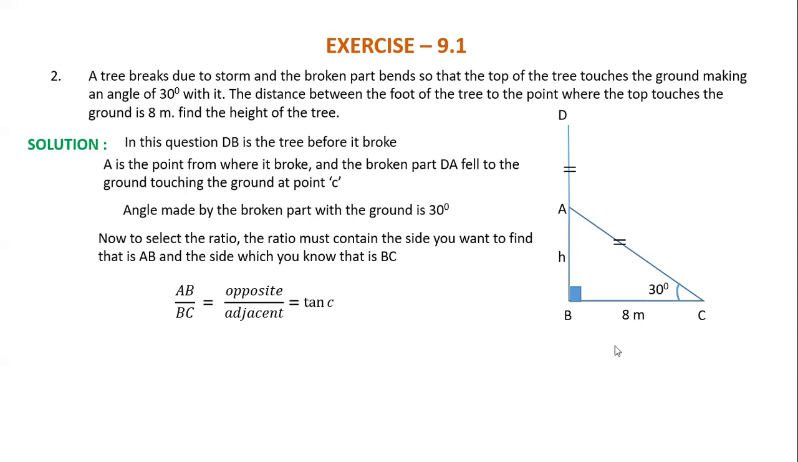AB is opposite. BC is adjacent. Opposite and adjacent is a tan of the angle. So we need to take the tan of this. So tan 30 is equal to opposite is H, adjacent is 8, H upon 8. Tan 30 is 1 by root 3. So 1 by root 3 is equal to H upon 8. Take 8 this side, it becomes 8 upon root 3. H is equal to 8 upon root 3. Clear? So I found the length of AB.